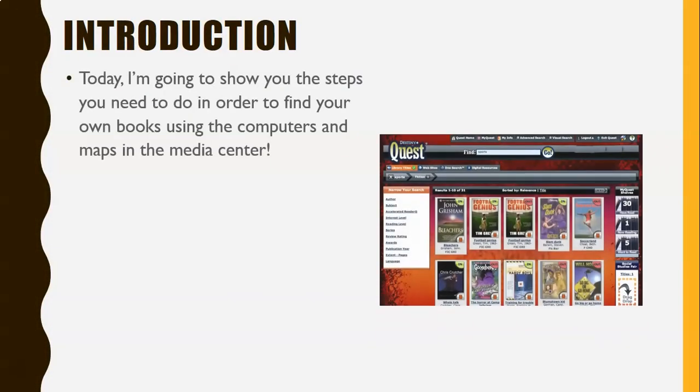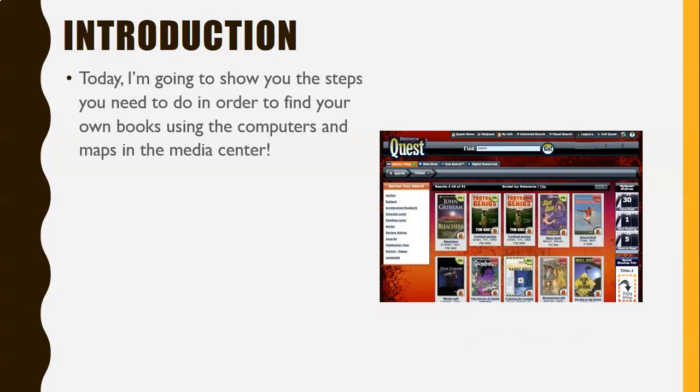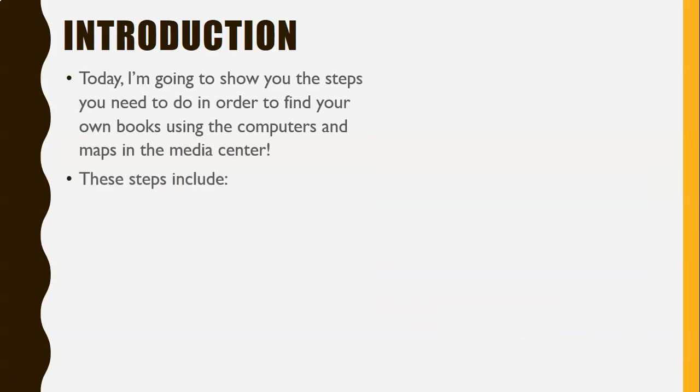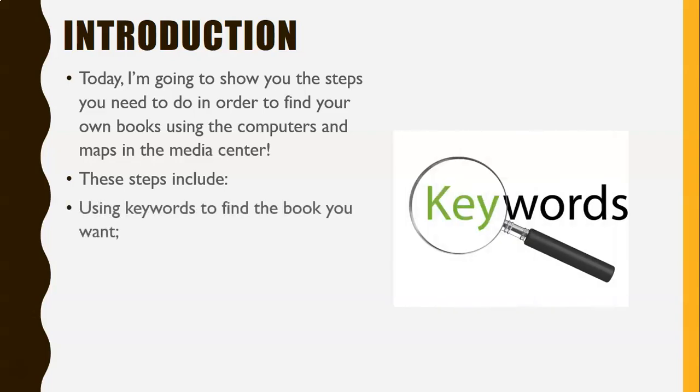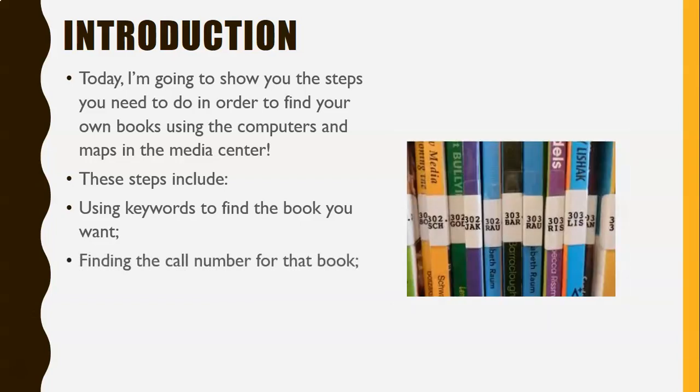Here's our intro. Today I'm going to show you the steps you need to do in order to find your own book using the computers and the maps in the Media Center. These steps include using keywords to find the book you want. A keyword is a word you use to search. Most of you should know that by now. Finding the call number for the book. The call number is the numbers or letters that live on the side of the book. The side of a book is called the spine. This is all review for you, and this is the call number.